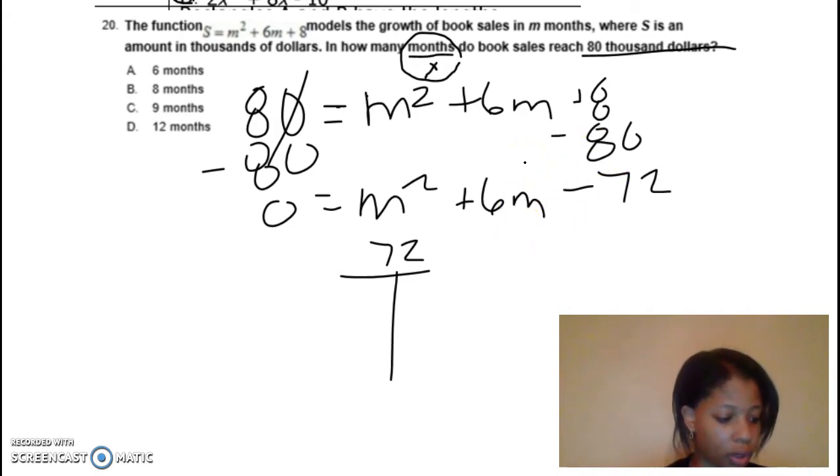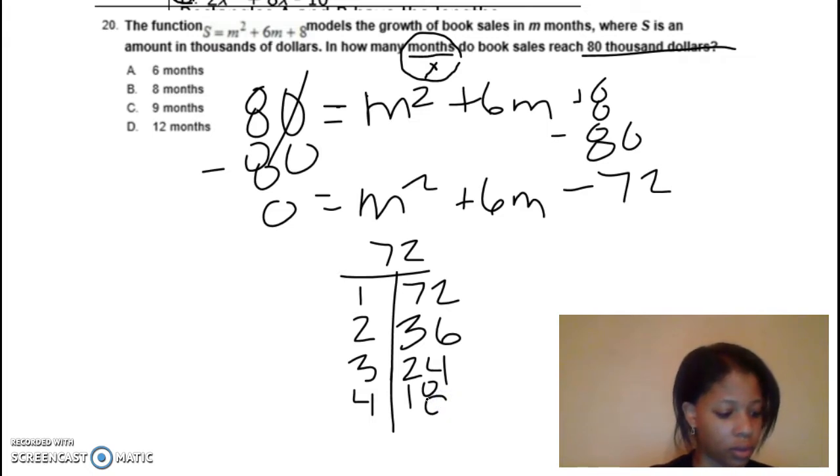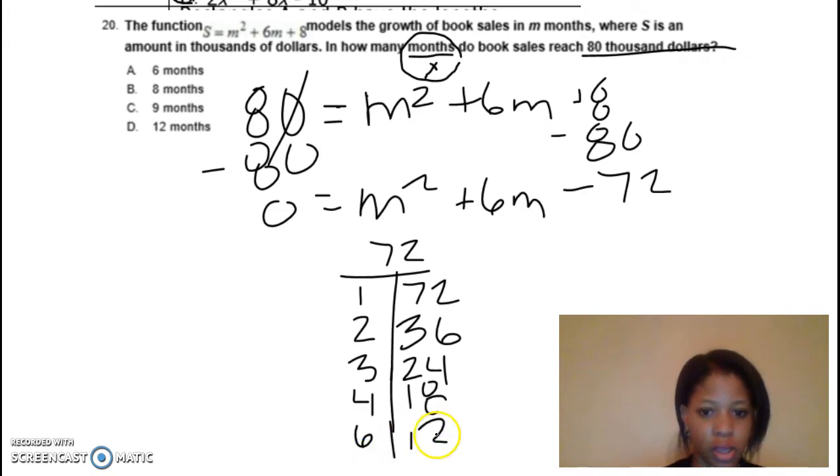And then I'm going to want to find one that subtracts to give me 6. Okay? So I know I'm going to have 1 and 72. Then 2 and 36. Then 3 and 24. Then 4 and 18. I know 5 is not going to work because it doesn't end in 0 or 5. Then I have 6 and 12. I'm going to stop here because I know 12 minus 6 is going to give me my middle number, which is 6.